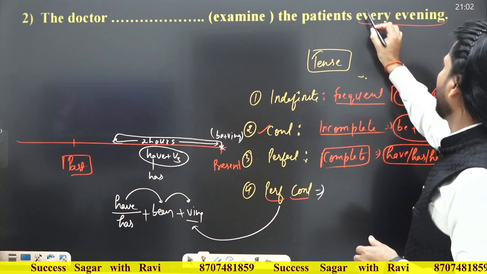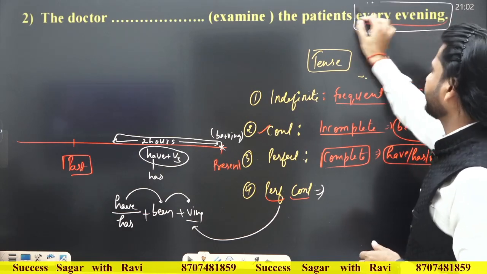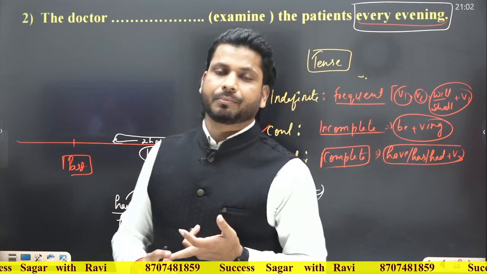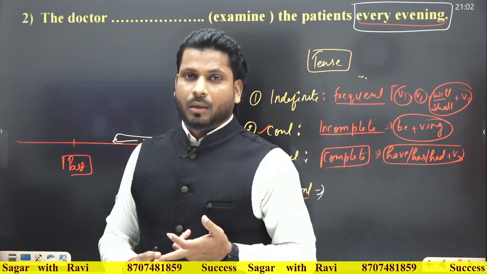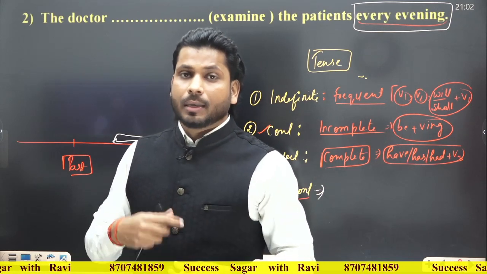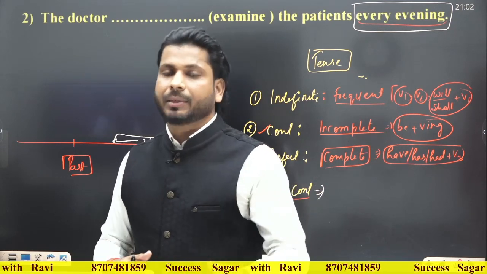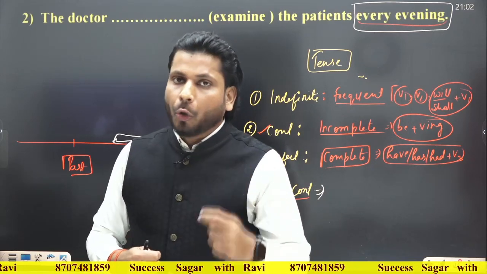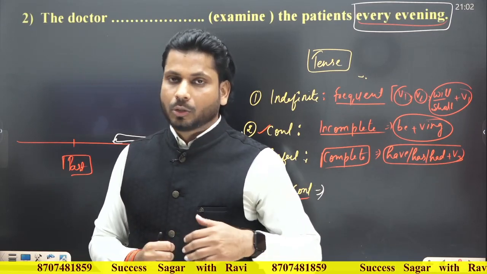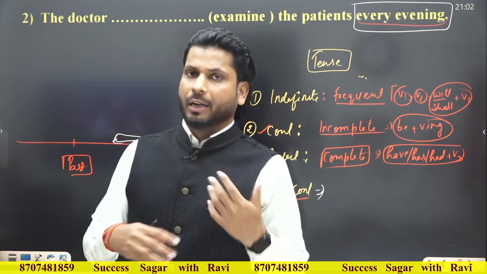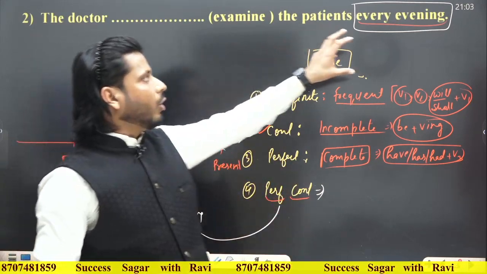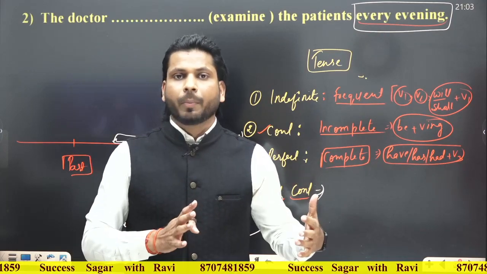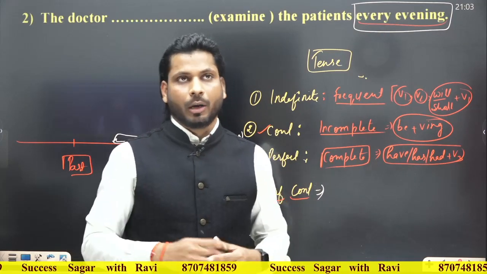Look at the sentence. We have used every morning, every Sunday, every Monday, every day, and daily, always, never, seldom, often, sometimes, occasionally. These are adverbs of frequency showing the repetition of any task. So anywhere, most of the time, if you get any of these words in your sentence, the structure would be in indefinite form.